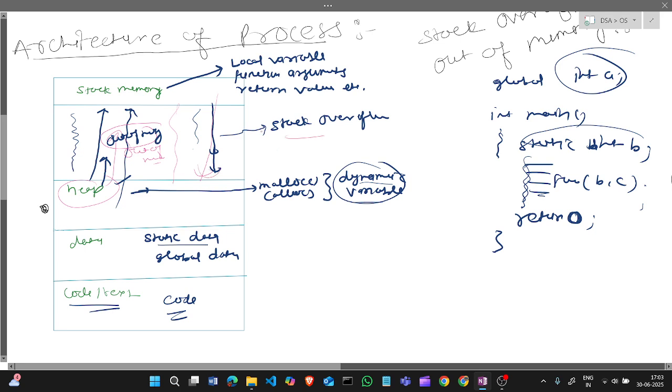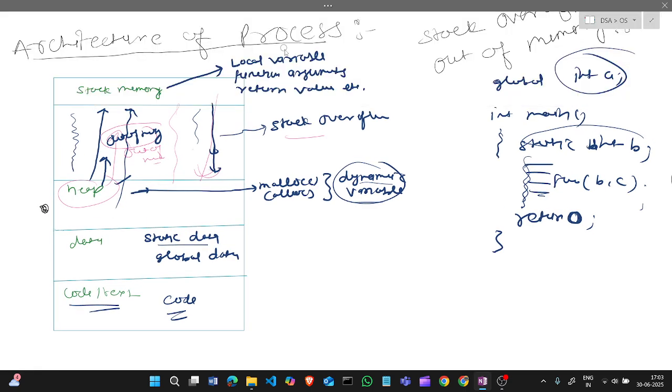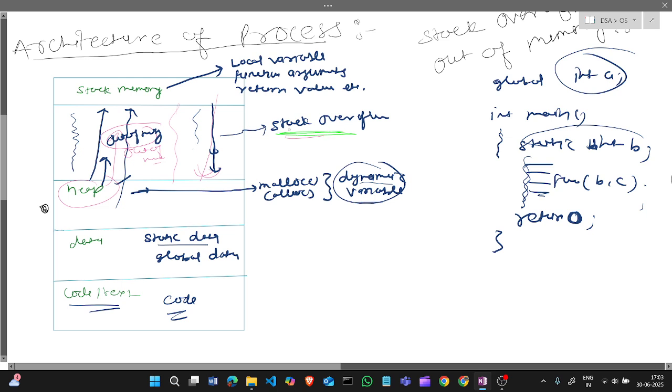So to eliminate stack overflow, we can return back to the parents. There are several stack programs one by one, and we can return back some of the programs to their parents, so this stack space becomes empty. And to remove out of memory, we can deallocate the unnecessary memory. So this is the process architecture.